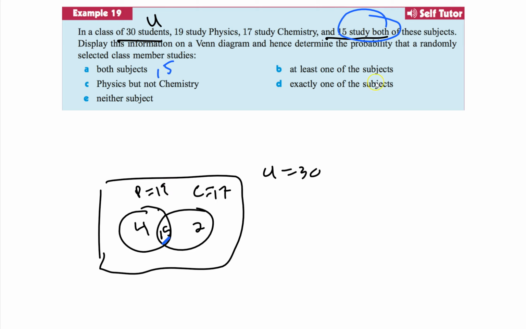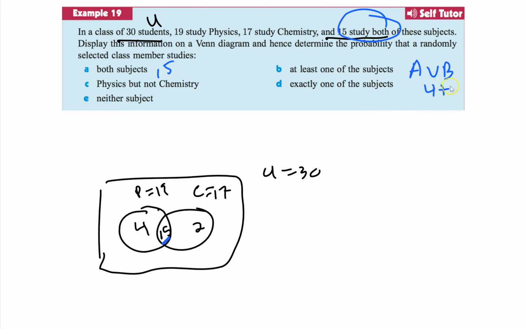At least one subject. Now remember, at least one pretty much means A union B, right? So you could do this one, or you could do that one, or you could do more than one. So you just add all this up, right? So you could be physics only, you could be chemistry only, or you could be in both. At least one is basically the whole thing.